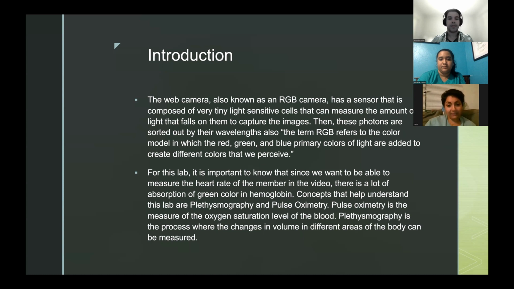For this lab, it is important to know that since we want to be able to measure the heart rate of the member in the video, there's a lot of absorption of green color in hemoglobin. Concepts that help understand this lab are plethysmography and pulse oximetry. Pulse oximetry is the measure of the oxygen saturation level of the blood. Plethysmography is the process where the changes in volume in different areas of the body can be measured.